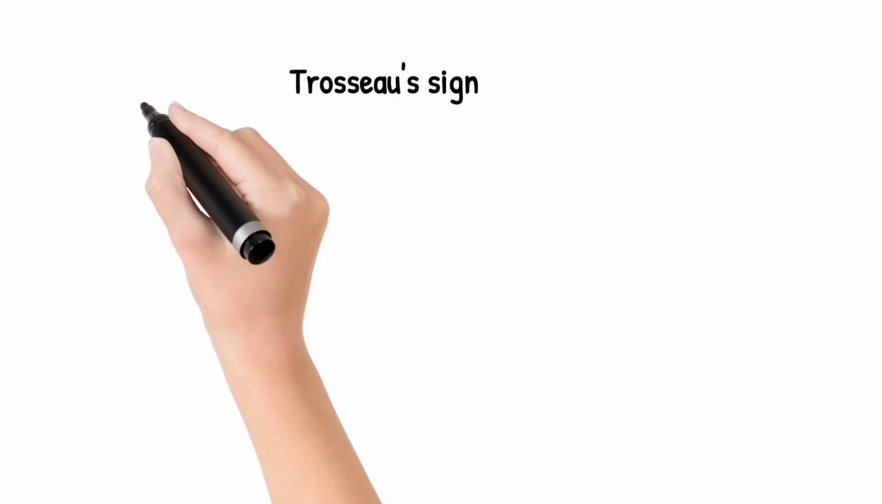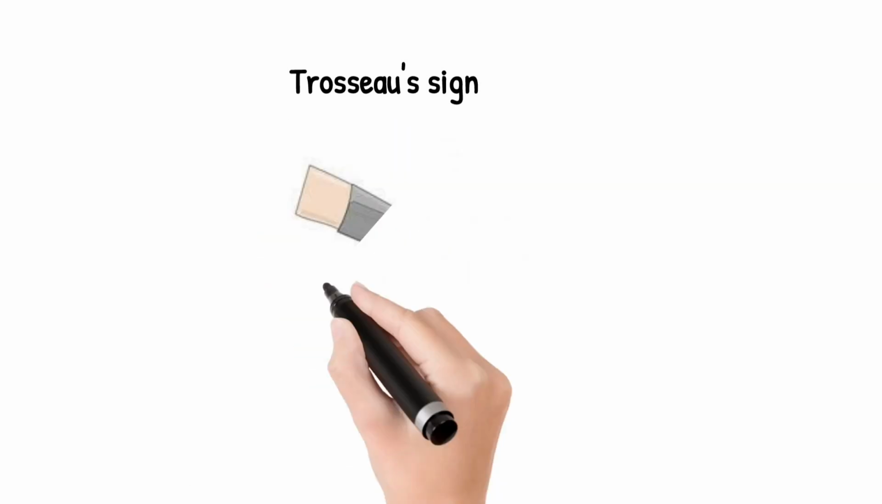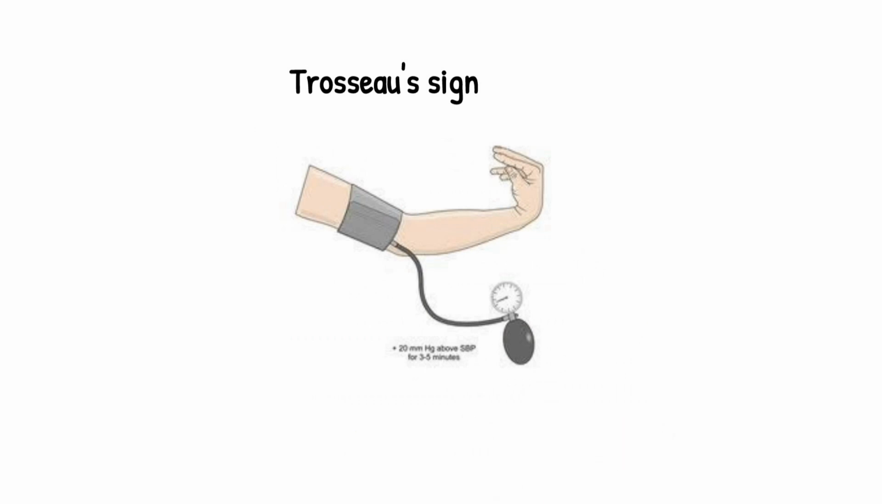Trousseau sign is performed to test the possibility of hypocalcemia. Place the sphygmomanometer cuff around the arm, slowly inflate the cuff up to 20 mm of Hg and wait for 2 to 3 minutes. A positive sign is characterized by the appearance of carpopedal spasm, which involves flexion of the wrist and thumb.